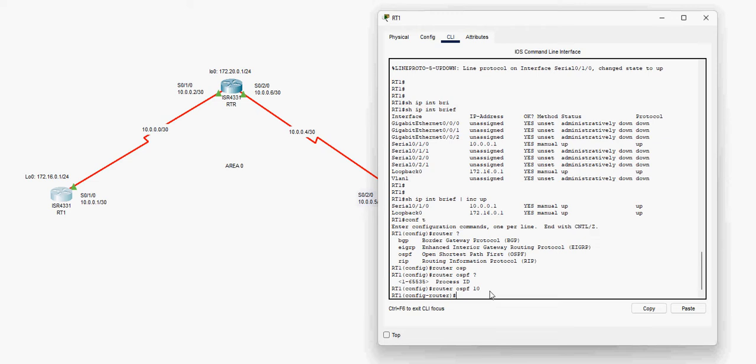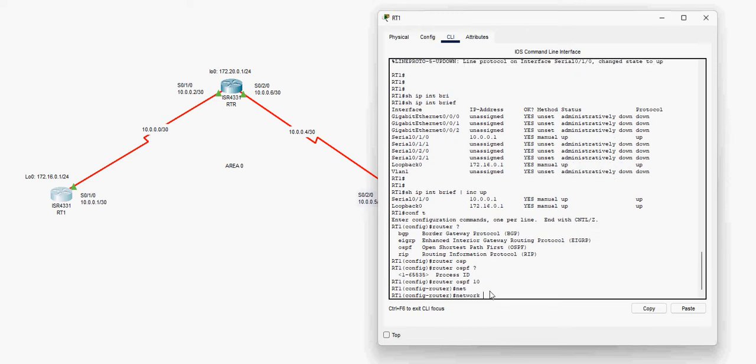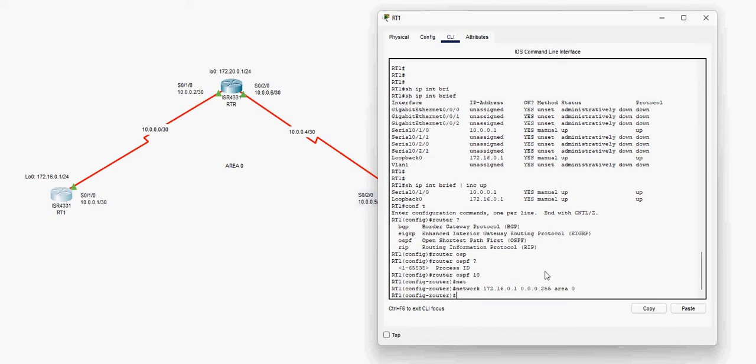Now, the next step consists of specifying which networks are actually involved in the routing process. I'm going to specify the loopback interface network 172.16.0.1, and after that I specify the wildcard mask. The wildcard mask is the inverse of a subnet mask. In this case it's a /24, which is equivalent to a subnet mask of 255.255.255.0. If we reverse it, it will be 0.0.0.255, and I just specify that this loopback interface is in area zero.